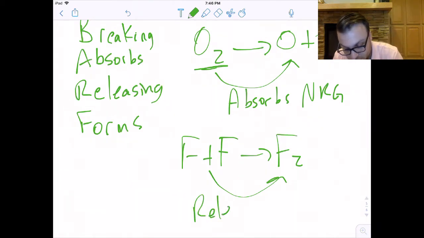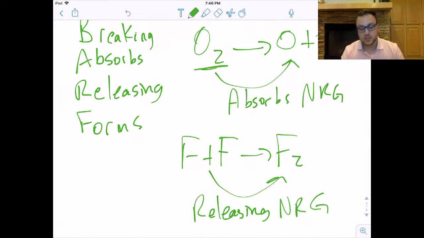So if you form a bond, you release energy. If you break a bond, you absorb energy. So those are some intro basics to reading a chemical reaction.